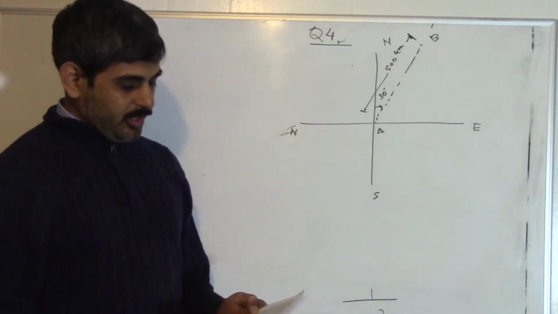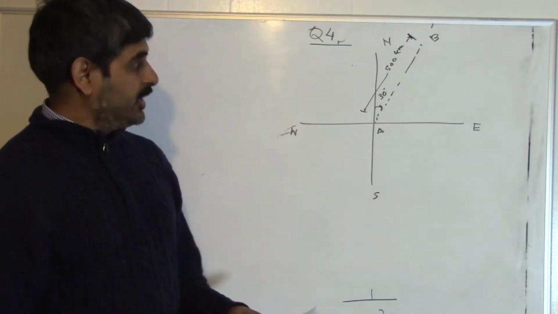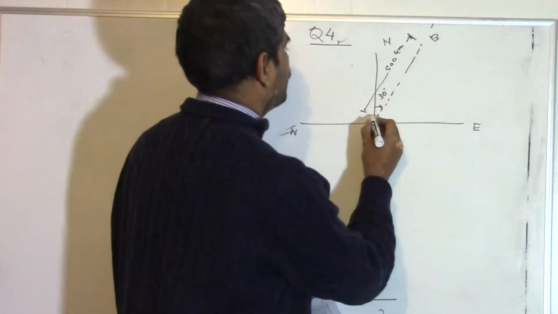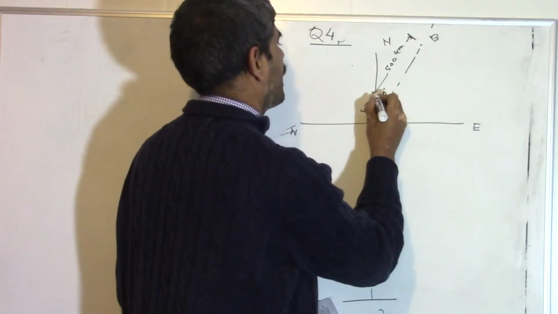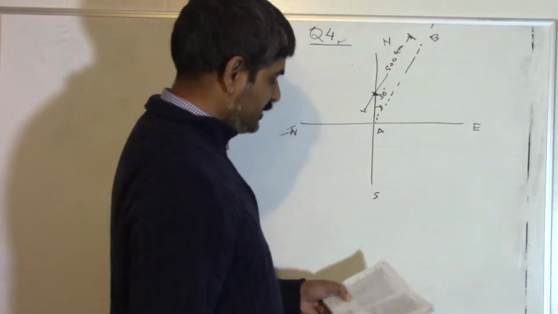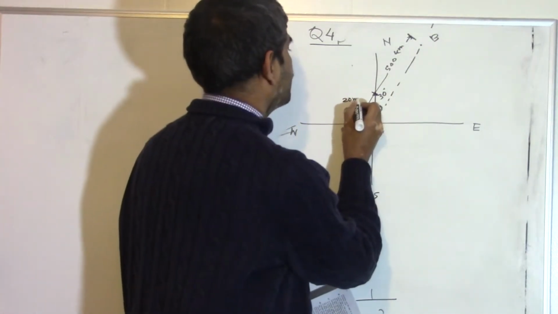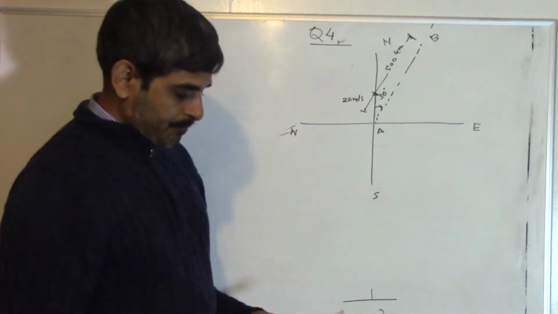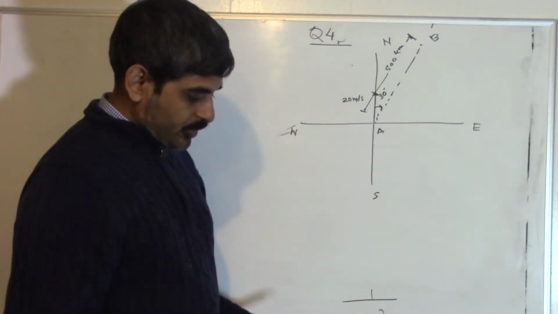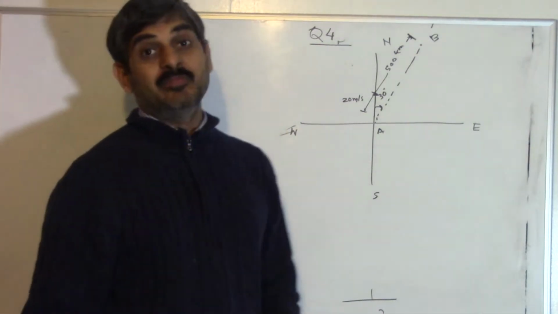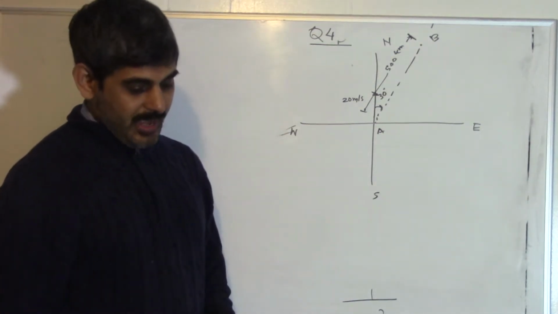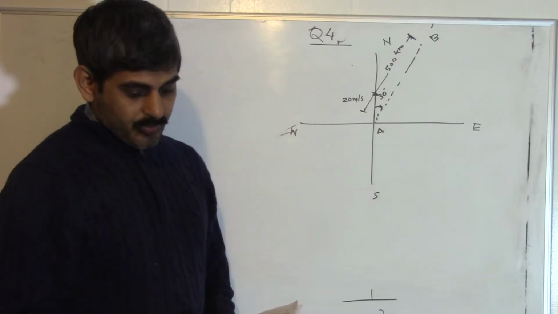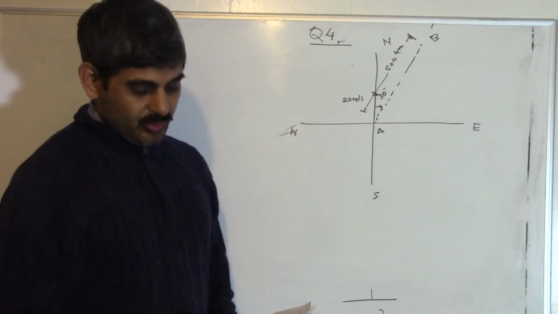A wind is blowing due north at a speed of 20 meter per second. This is the wind direction. I am making it like this, and the wind velocity is 20 meter per second. The air speed of the plane is 150 meter per second. Find the direction in which the plane should head. The pilot should head the plane to reach the point B.